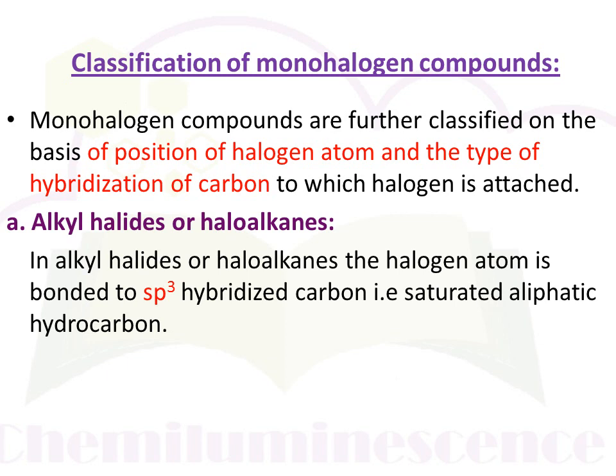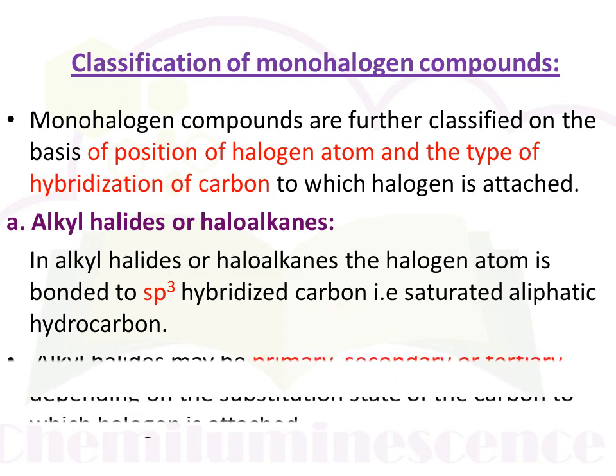Alkyl halides are those in which the halogen atom is bonded to an sp3 hybridized carbon atom. An sp3 hybridized carbon atom is nothing but a saturated aliphatic carbon atom. In a simple way we can say singly bonded carbon atoms. So if the halogen atom is attached to an sp3 hybridized carbon atom, that is called an alkyl halide.